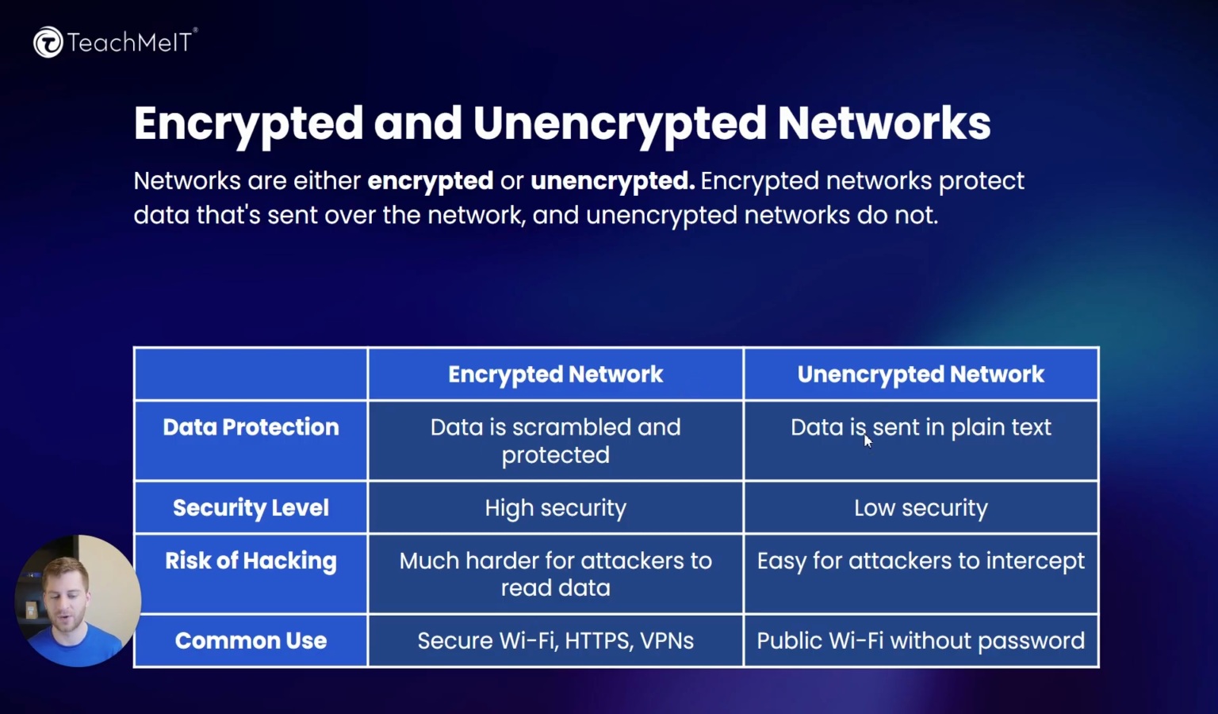Unencrypted networks, they're unsecure. They send data through plain text, easy for attackers to hack, and they don't use passwords on their Wi-Fi. Encrypted, data scrambled, encrypted, protected, high security, hard for attackers to get into, secure Wi-Fi, HTTPS, VPNs.